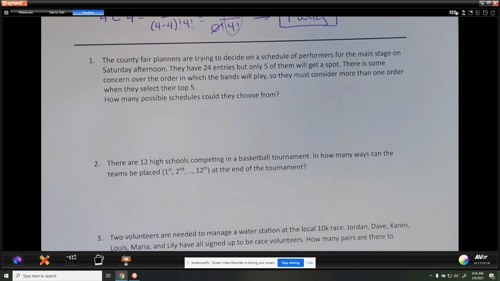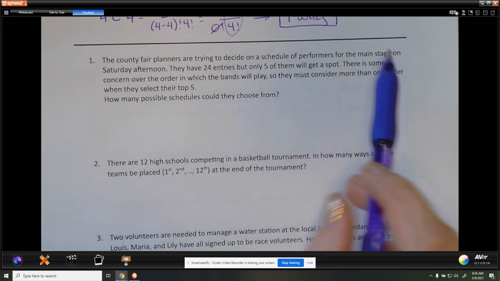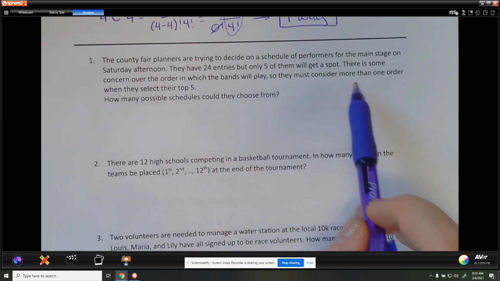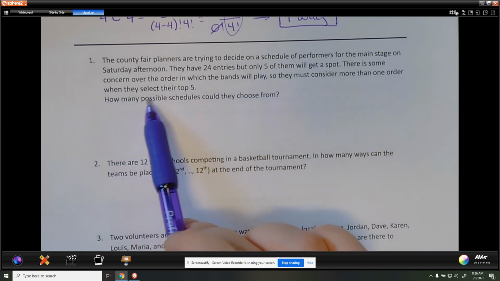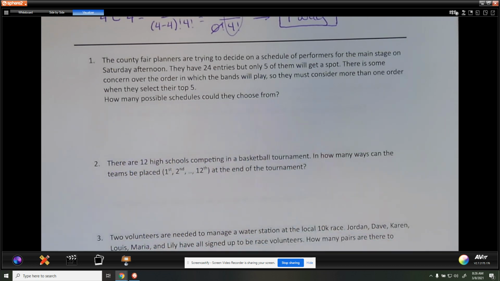Next, the county fair planners are trying to decide a schedule of performers for the main stage on Saturday afternoon. They have 24 entries, but only 5 of them will get a spot. There's some concern over the order in which the bands will play, so they must consider more than one order when they select their group of 5. How many possible schedules do they choose from?